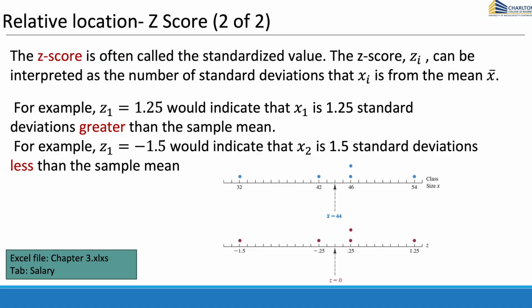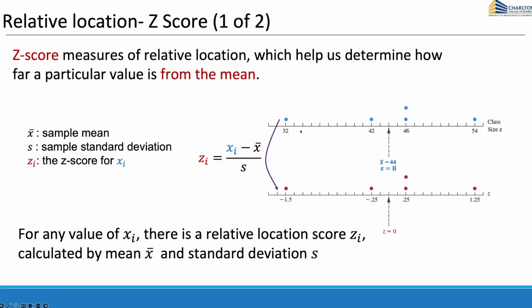For example, if we calculate a z-score and that z-score is 1.25, that would indicate that x1, or the data point, is 1.25 standard deviations greater than the sample mean. Or if the z-score is minus 1.5, that would indicate that the data point x2 is 1.5 standard deviations less than the sample mean. So for every data point that we have, we can calculate its corresponding z-score.